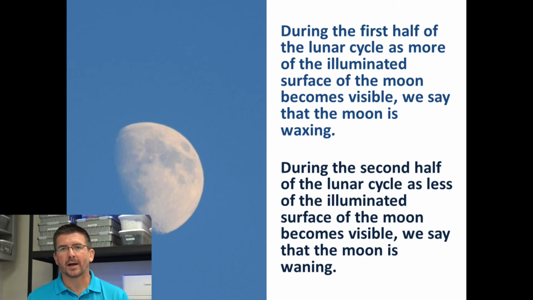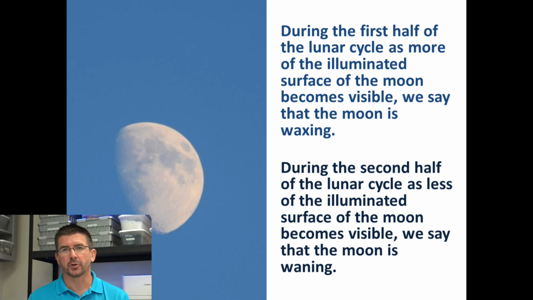Now, the word that describes this process of the visible portion getting larger, we say that the moon is waxing. So that just describes the moon's appearance getting more full. We see more of the lit portion as the moon waxes during the first half of the lunar cycle.